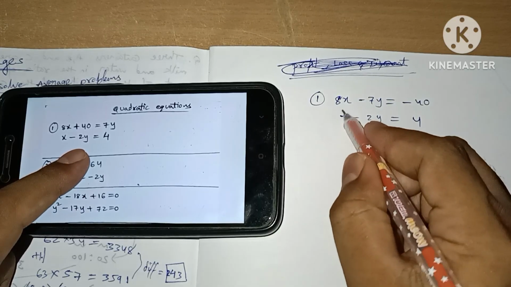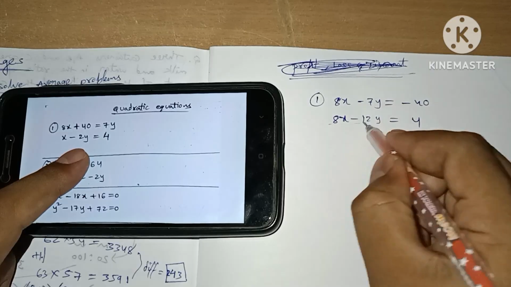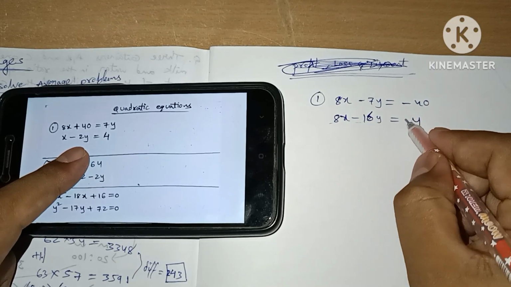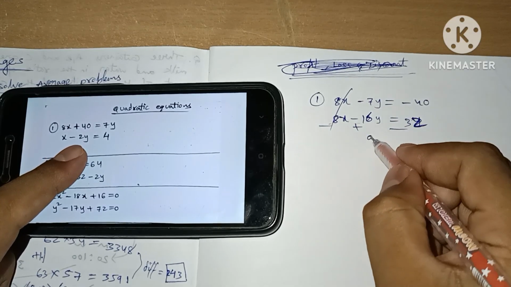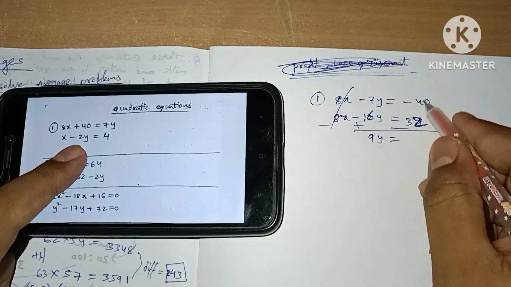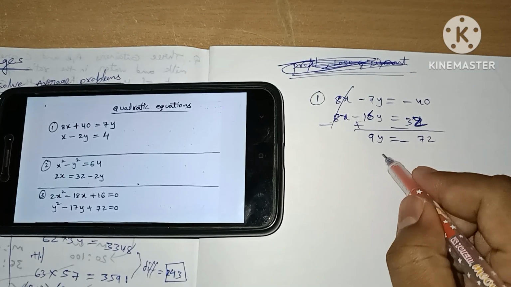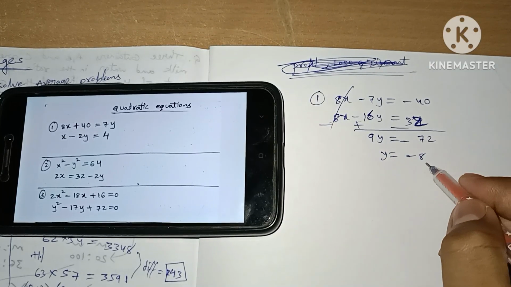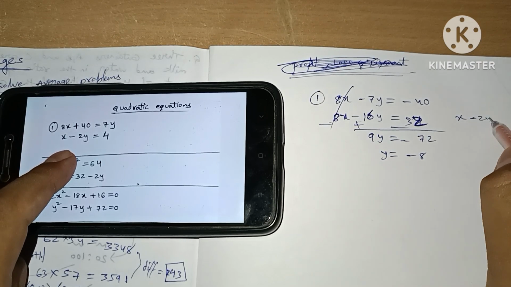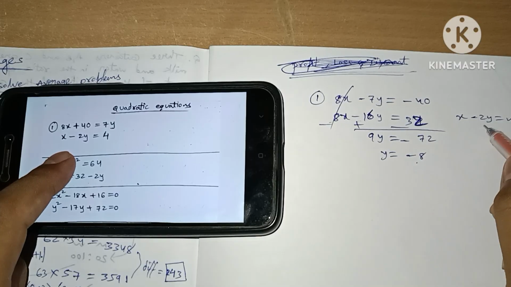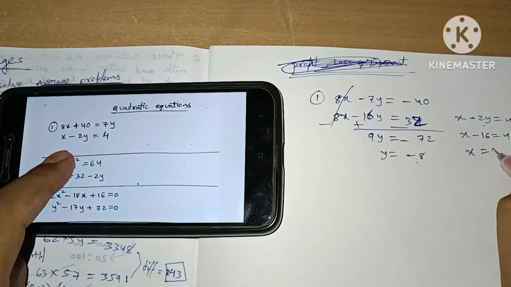So now we are multiplying this with 8. 8x, 8 2 times 16y, 8 4 times 32. Okay, minus plus minus, these are cancelled. We have 9y equals, this will be 72 minus 72. So y equals minus 8. In the second equation, x minus 2y equals 4, placing this in, we get x minus 8 2 times 16 equals 4. So x value is 20.